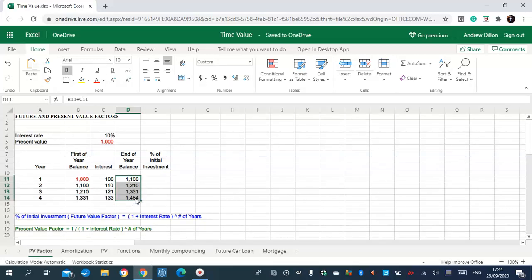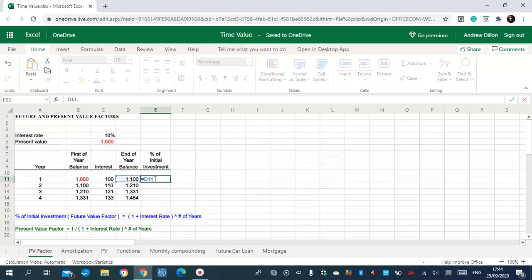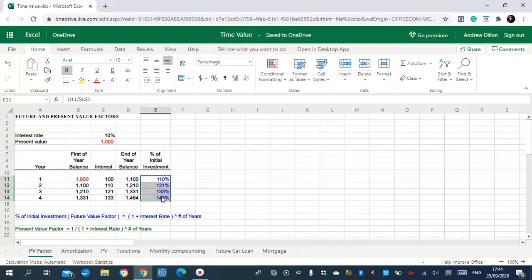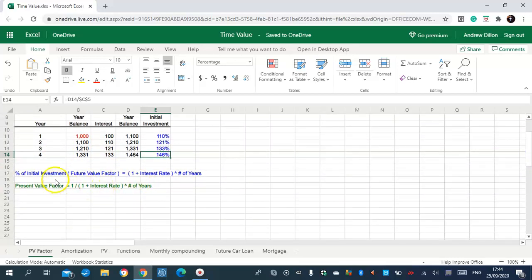Good. Okay, the percentage of the initial investment. Okay, so good. Percentage of initial investments: future value factor equals 1 plus interest rate to the power of the year, and present value factor equals 1 divided by 1 plus interest rate.